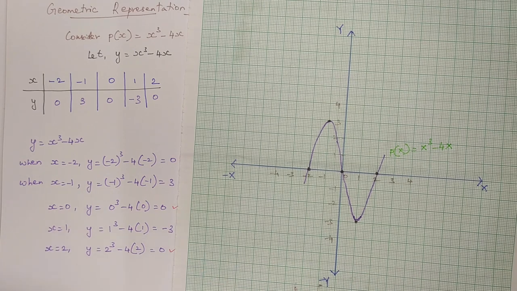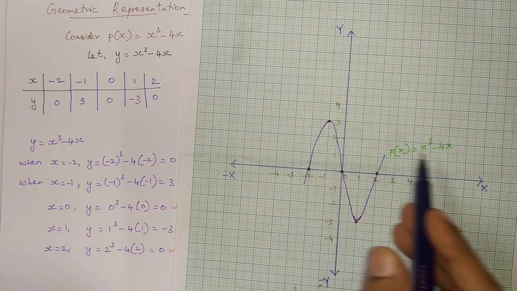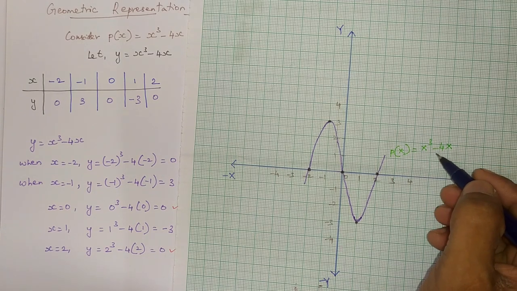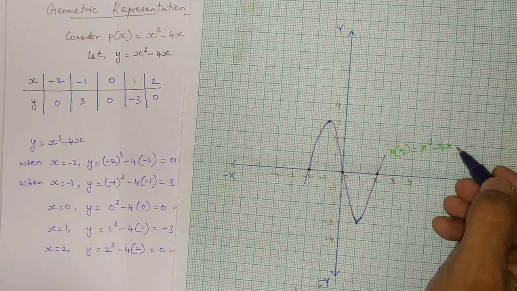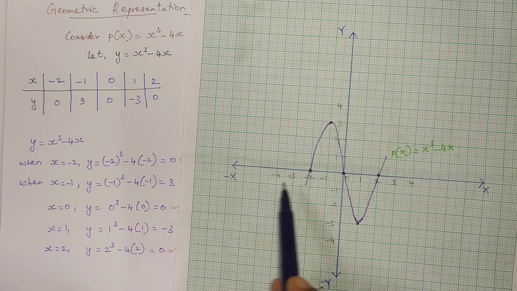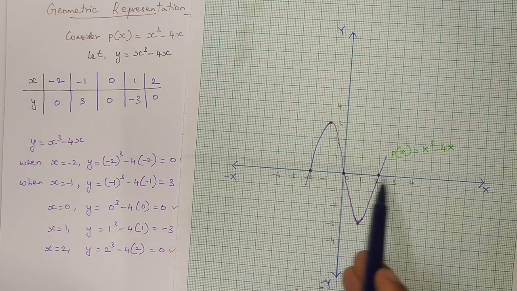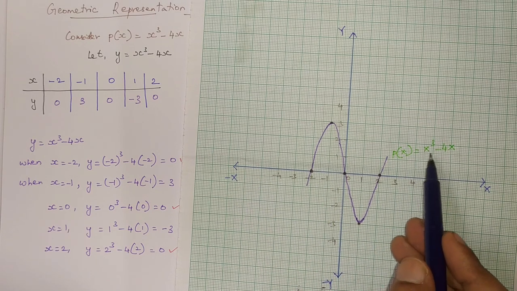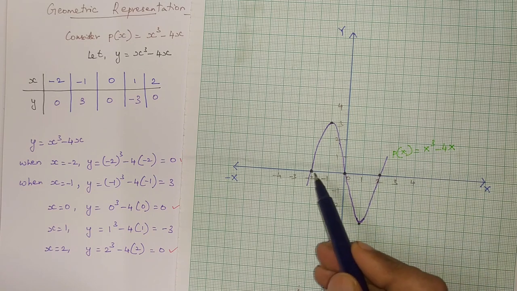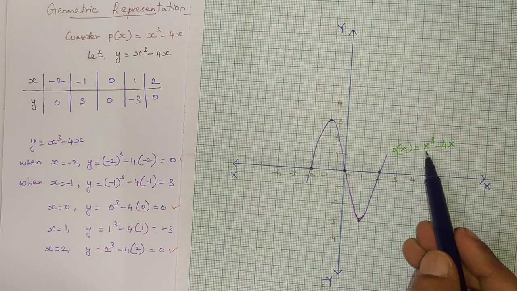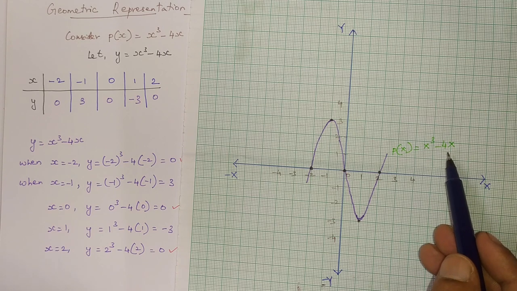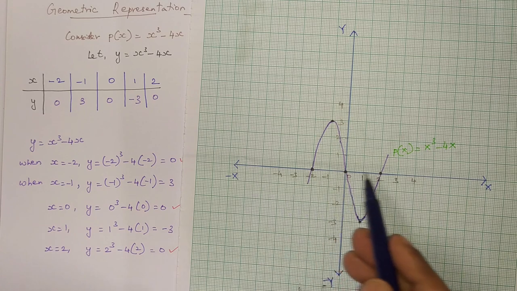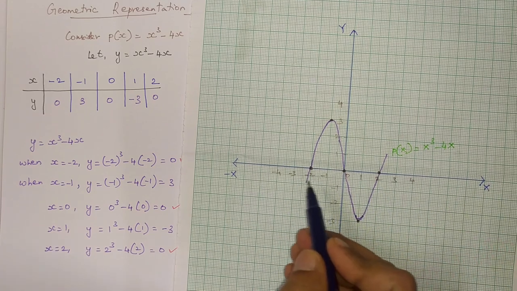So what we can observe here is that the graph of the polynomial p of x, which is equal to x cube minus 4x, is intersecting the x axis. So this is our x axis. This is the graph of the polynomial p of x is equal to x cube minus 4x. This graph is intersecting the x axis at 3 points. Which are those 3 points?